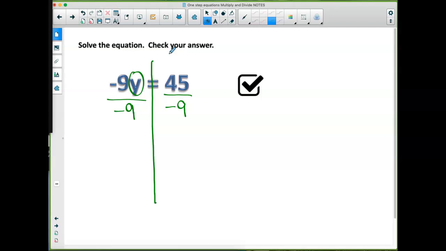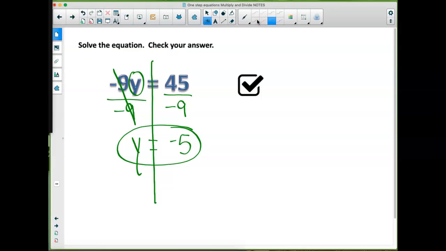Division. So again, we're going to divide by negative 9. So on each side, remember what we do to one side, we have to do to the other. We have to keep it balanced. I can cross off the negative 9s on the right, or on the left, I mean. So I have y equals 45 divided by negative 9 is negative 5. Don't forget the negative sign. And there's our answer.